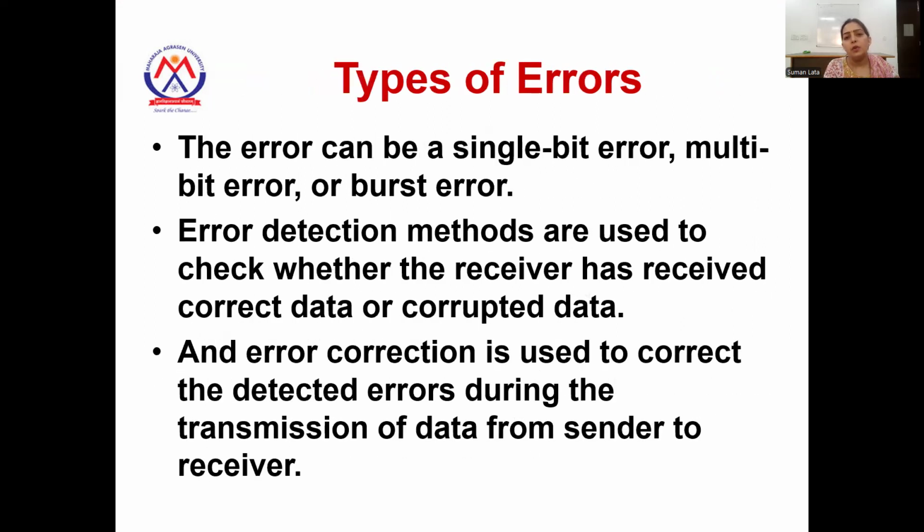Now, next is types of errors. The error can be a single bit error, multi-bit error, or burst error. Error detection methods are used to check whether the receiver has received correct data or corrupted data. And error correction is used to correct the detected errors during the transmission of data from sender to receiver.